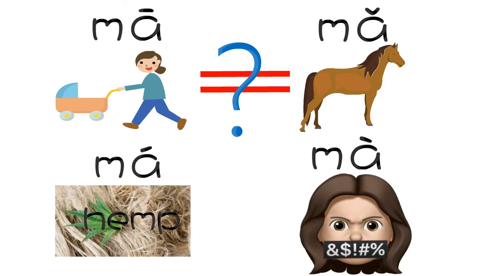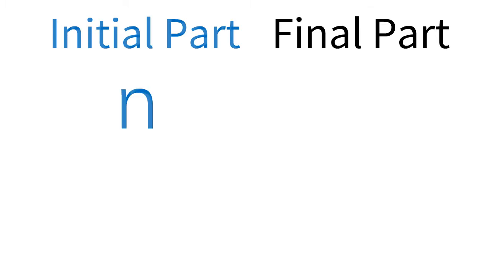When we learn Pinyin for the first time, we always start by saying the initial part. Then we say the final part. And finally, we say them together with the tone. Here are some examples. N, i. Then say it with a tone together. Here is the third tone. Down, then up.